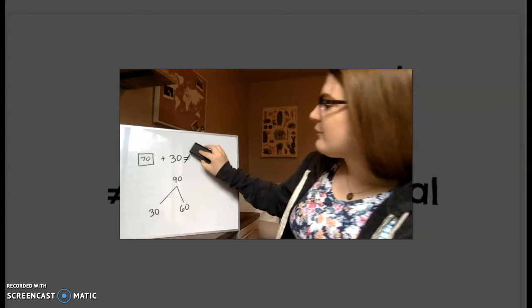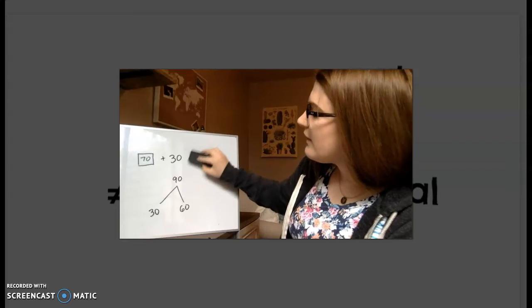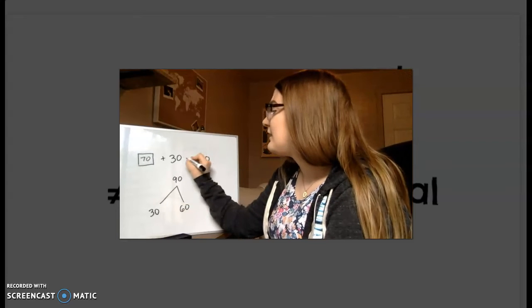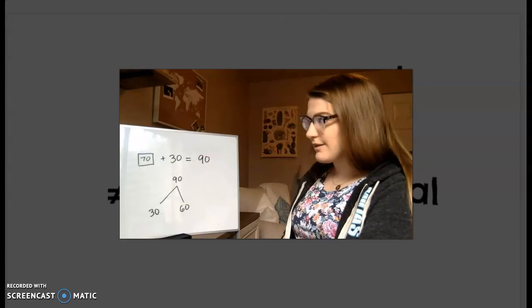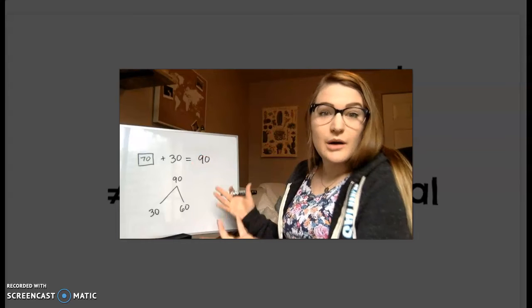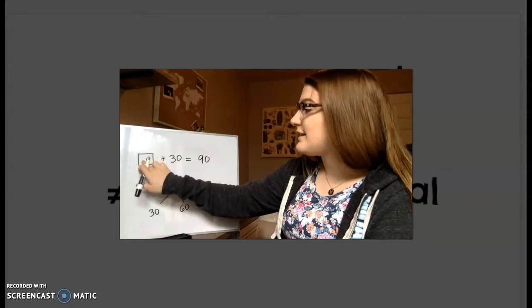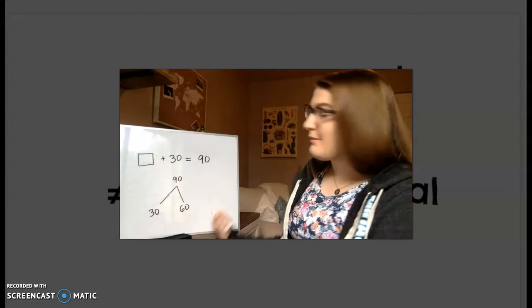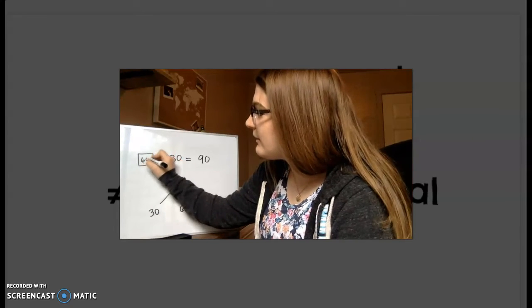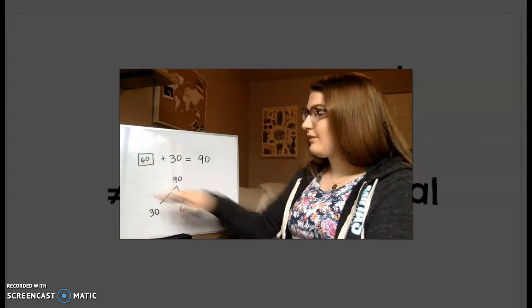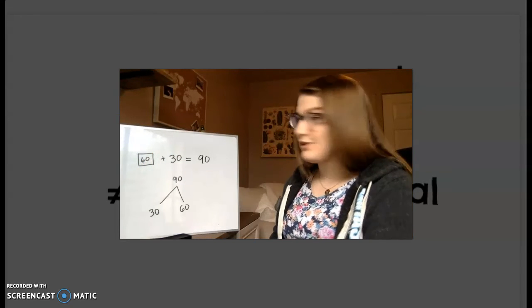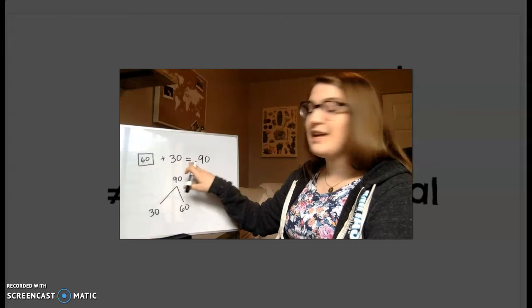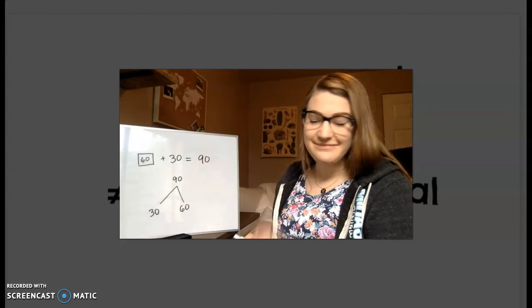Now, what if we changed that not equal sign into an equal sign? Then all we would have to do is find that missing addend, which we did already using our math mountain, and we would change that to a 60, and now this math sentence is correct. 60 plus 30 equals 90.